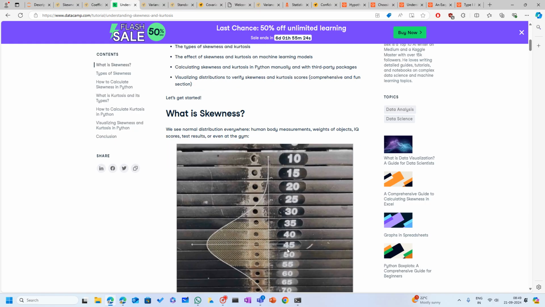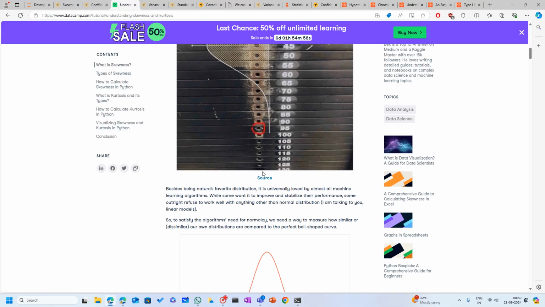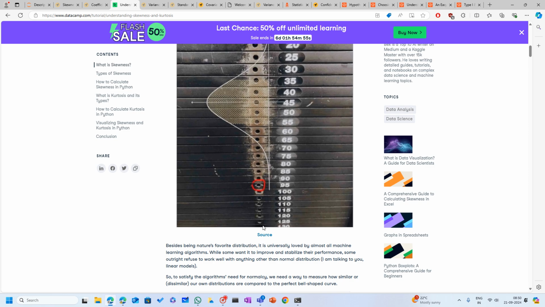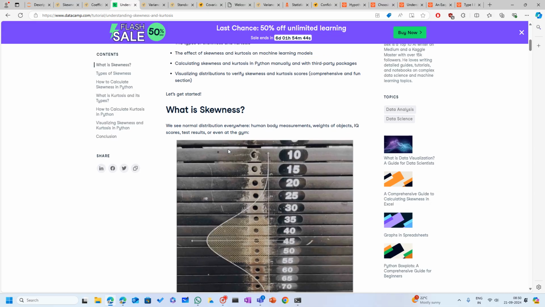Okay, so for example, they have given a very realistic value. Someone lifting weights. That means different people coming and using these weights. It has created a distribution in such a way that most of the values are concentrated in the middle. That means, on average, people are able to lift between 35 to 55 weights. Only some extreme people are able to lift 100 plus, and very few are able to lift 10 to 15, or maybe they are not lifting at all.